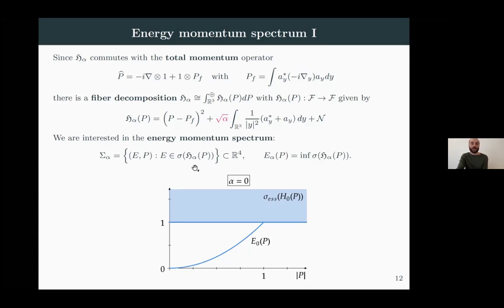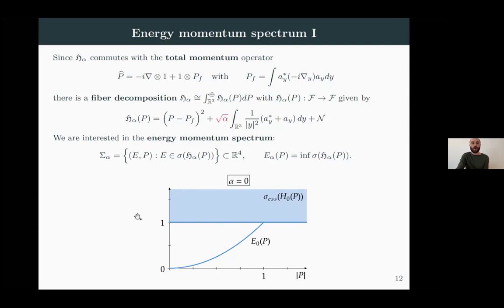And now, what does this picture look like in the non-interacting case? So we set alpha to 0. Then as long as P is smaller than 1, we have an eigenvalue curve given by P squared. And this eigenvalue is in fact attained by the vacuum. If you apply this operator to the vacuum, then the number operator and the field operator are both 0, so this just gives you the eigenvalue P squared.